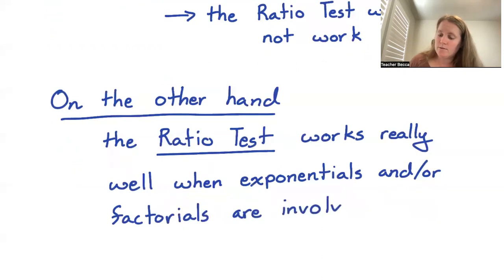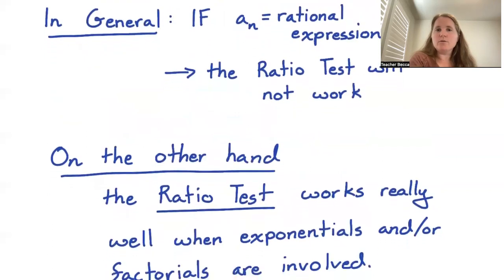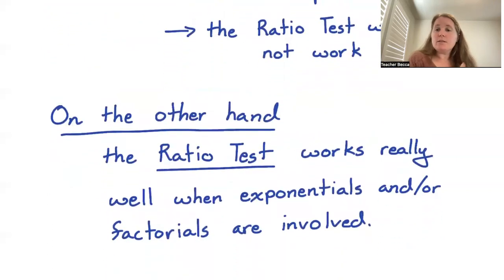So in the previous video, when we did a couple cases where the ratio test did work, both of those involved either an exponential, a factorial, or both. So again, the ratio test is great with exponentials or factorials. It's not so good when we just have a rational expression for our a sub n's. So that's the ratio test. In the next set of videos, we'll be looking at the root test for convergence.